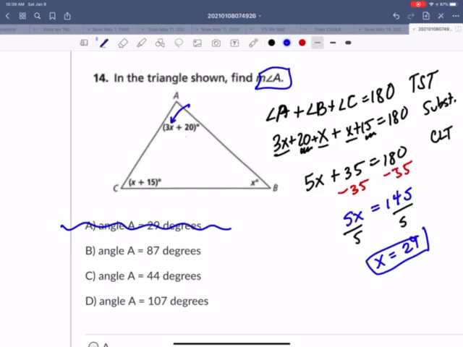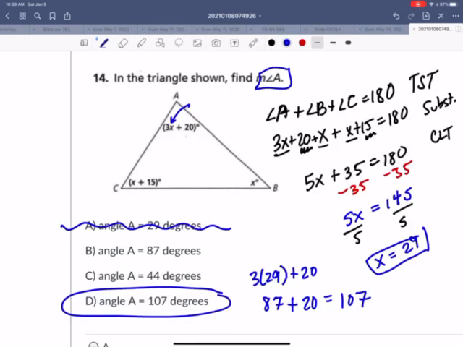So now I can substitute that back in. 3 times 29 plus 20. So that's 87 plus 20 is 107. There's my answer. Now, if you're still not sure, you can plug 29 back in here and back in here and double check that they do add up to 180, just to be sure.